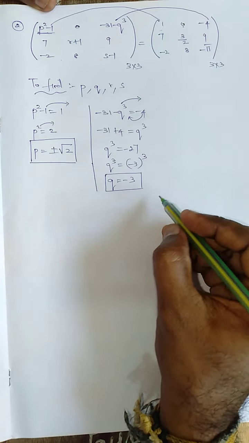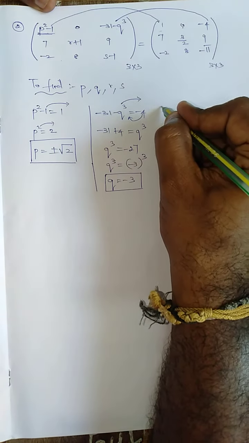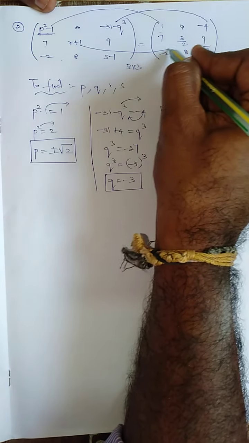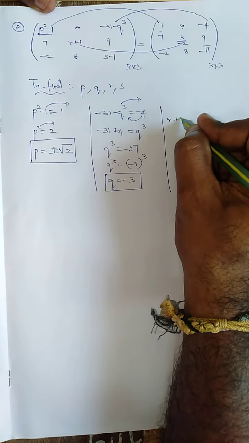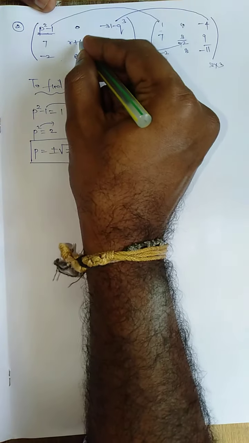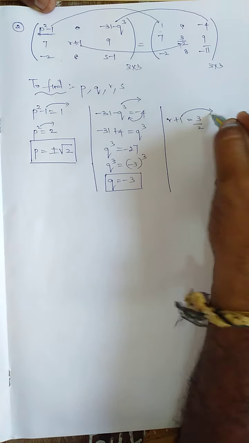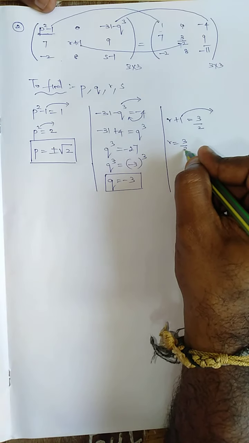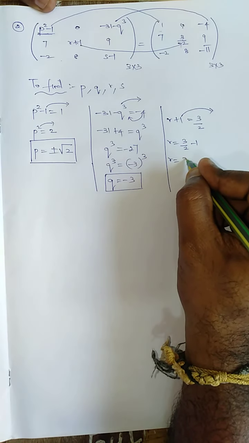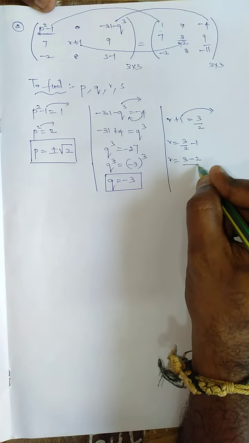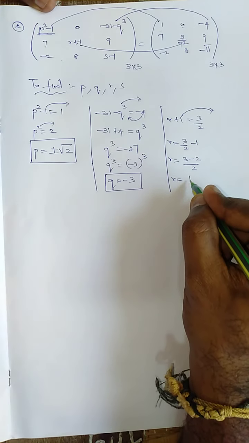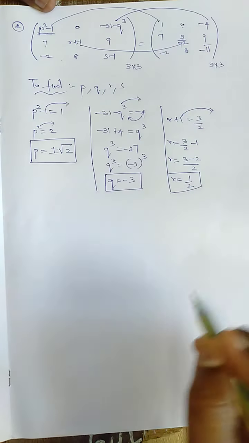Next I need to find the R answer. 7, no problem. For R, I need to equate this one. R plus 1 is equal to 3 by 2. 1 moves to this side. R is equal to 3 by 2 minus 1. Cross multiply. 2 into 1 is 2. Divide by 2. 3 minus 2 is 1. R is equal to 1 by 2.